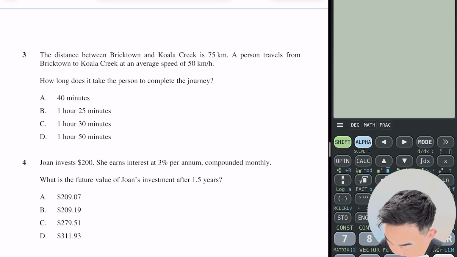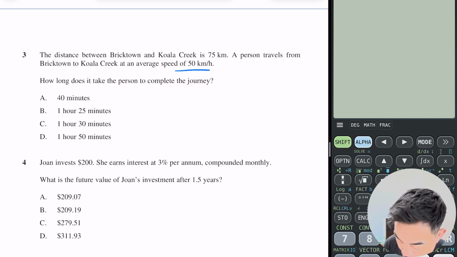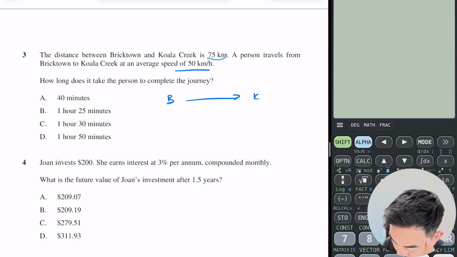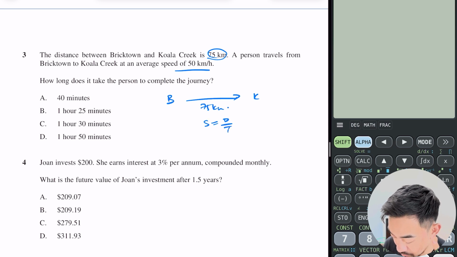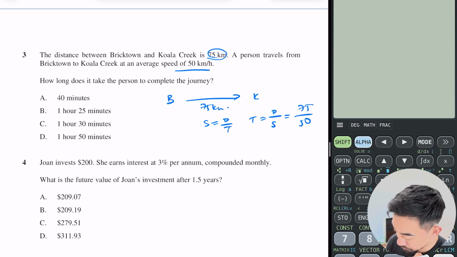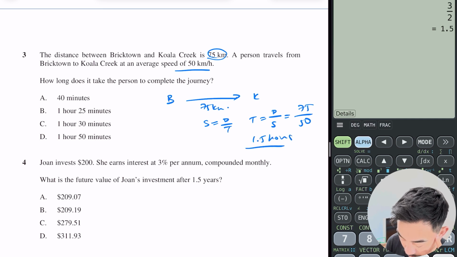The distance between Bricktown and Koala Creek is 75 kilometers. A person travels from Bricktown to Koala Creek at an average speed of 50 kilometers per hour. How long does it take the person to complete the journey? Speed equals distance over time, and we're looking for time, which is distance over speed. So that's 75 over 50. That's 1.5 hours. So that's going to be an hour and 30 minutes.